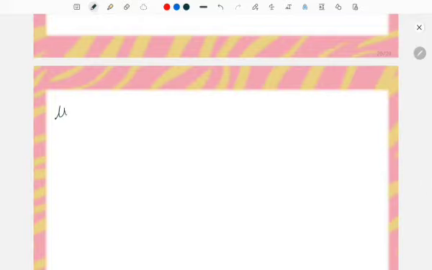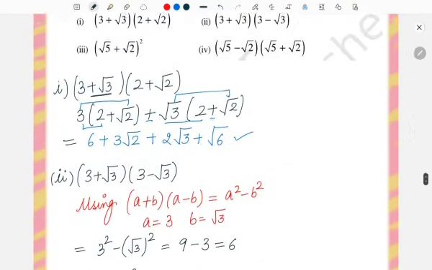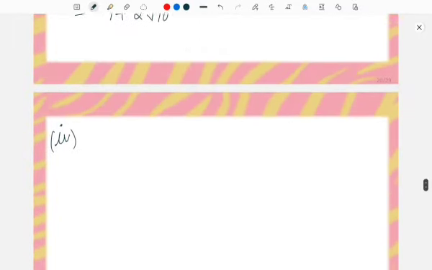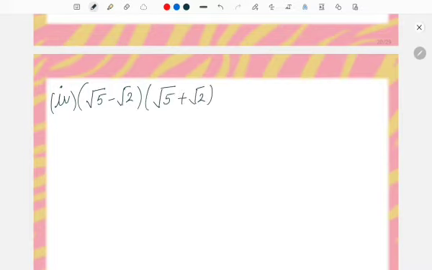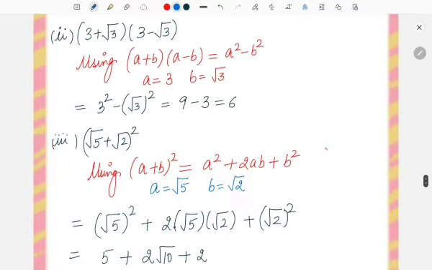Let's go for the fourth part, last part of this question. What is it? Root 5 minus root 2, root 5 plus root 2. If you can observe, the numbers are same, only the signs vary in the brackets. So what is the identity that we are going to use? This one.